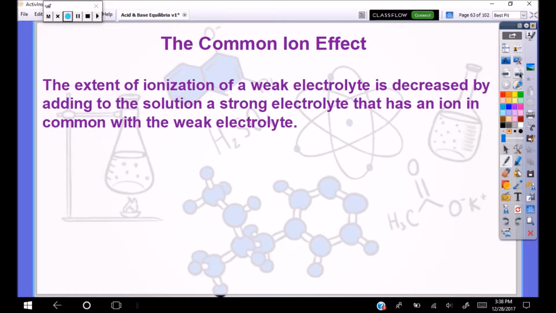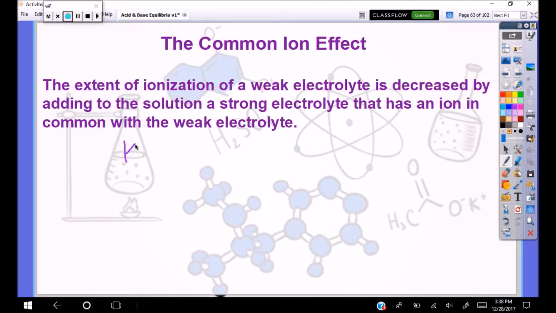So a review of the common ion effect. We've talked about the common ion effect already with KSP in the solubility product constants. Similar principle here. The extent of ionization of a weak electrolyte, here that means a weak acid, is decreased by adding to the solution a strong electrolyte that has an ion in common with the weak electrolyte.